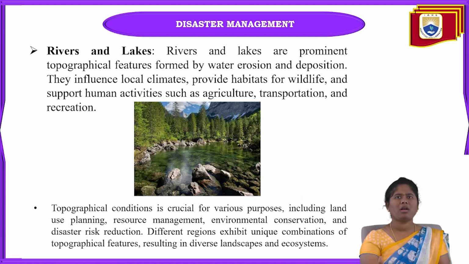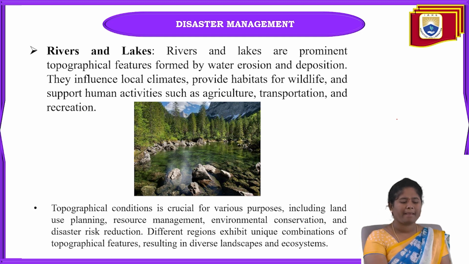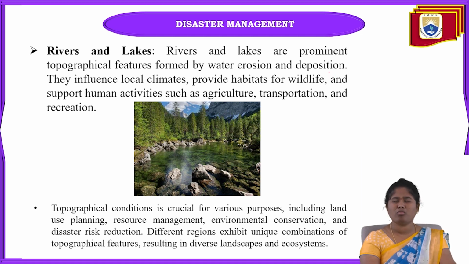Coming to the next one, rivers and lakes. Here, these rivers and lakes are formed due to water erosion and also due to deposition. And what they mainly do is influence local climates, and these rivers and lakes also provide habitats for wildlife. And this water can provide support to human activities such as agriculture, transportation, and also recreation.